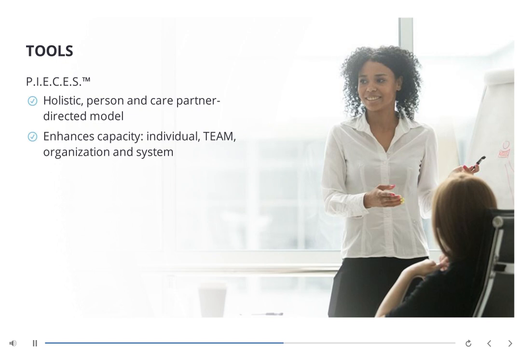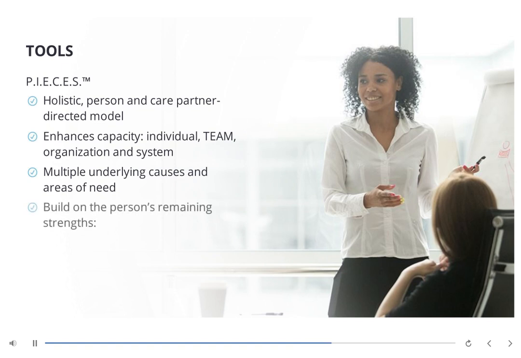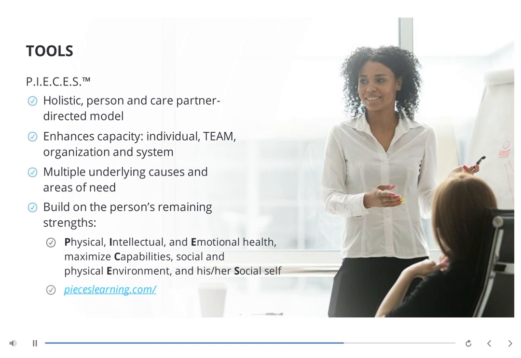It encourages the whole team to consider multiple underlying causes of behavioral expression and areas of need. Strategies build on the person's remaining strengths, considering the person's physical, intellectual, and emotional health. Supportive strategies maximize capabilities, the individual's social and physical environment, and his or her social self, for example, cultural, spiritual, and life story.